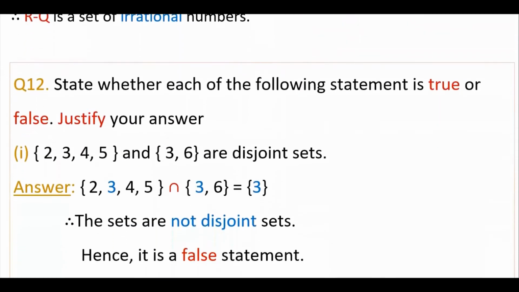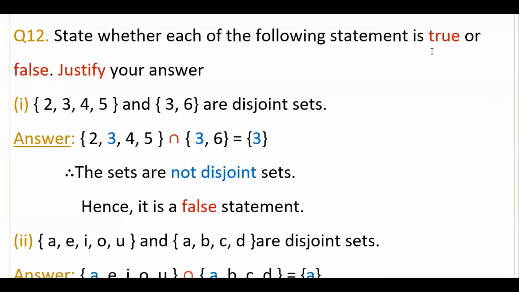And next one is the 12th one. State whether each of the following statements is true or false. Justify your answer. The first one: the sets {2, 3, 4, 5} and {3, 6} are disjoint sets. We know that if you intersect two sets and get an empty set, that means no elements in that set, then only those sets are called disjoint sets.